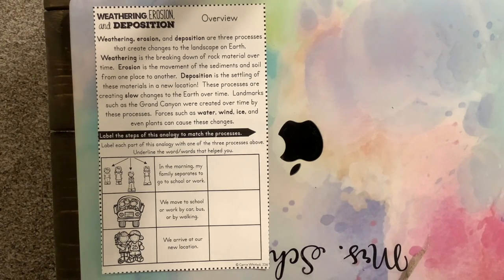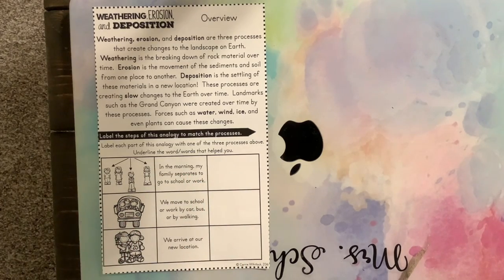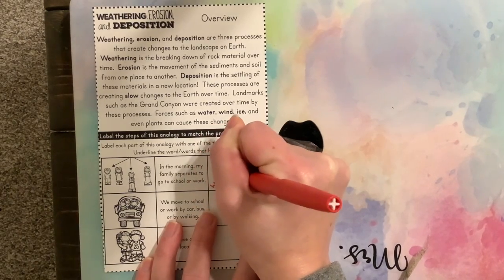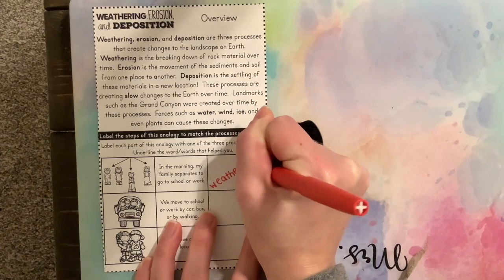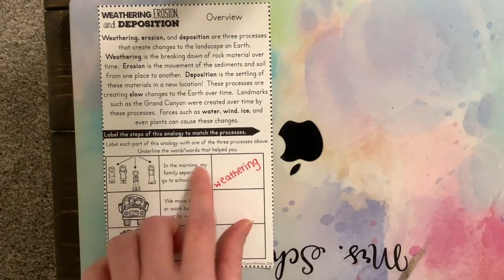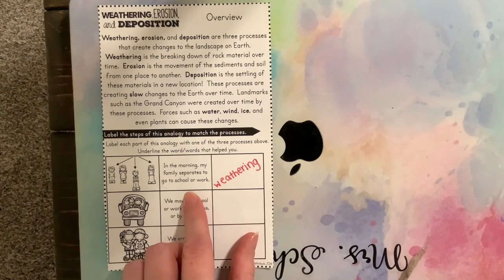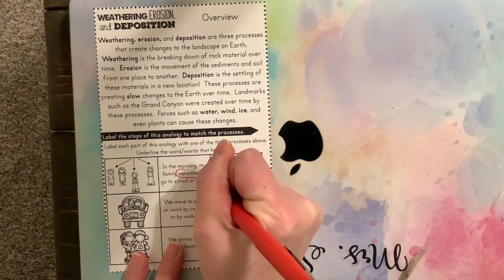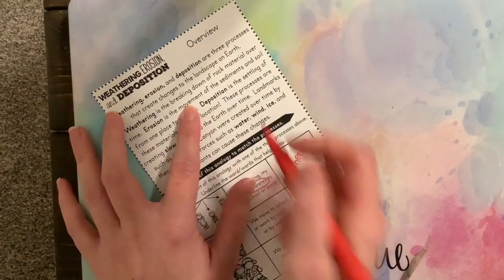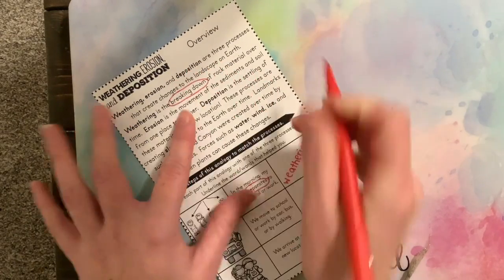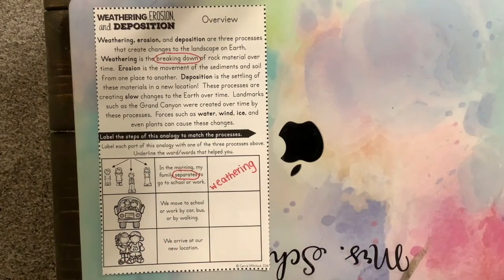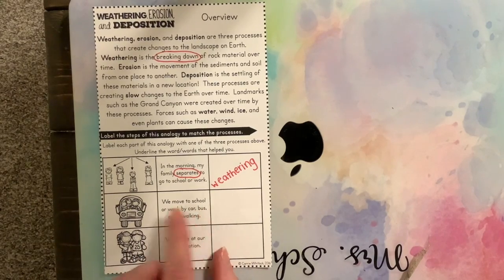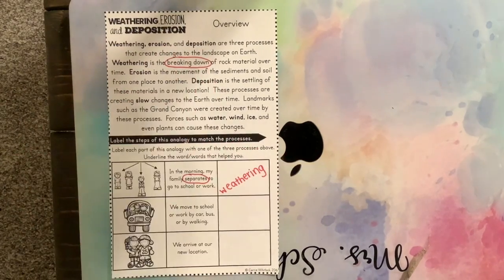They're separating. It is weathering. So you're going to write weathering here in this box. And now, what words helped you? I'm going to circle separates because it reminds me of how weathering is the breaking down of rock. Awesome. Okay, next. We move to school or work by car, bus, or by walking. Is that weathering, erosion, or deposition?